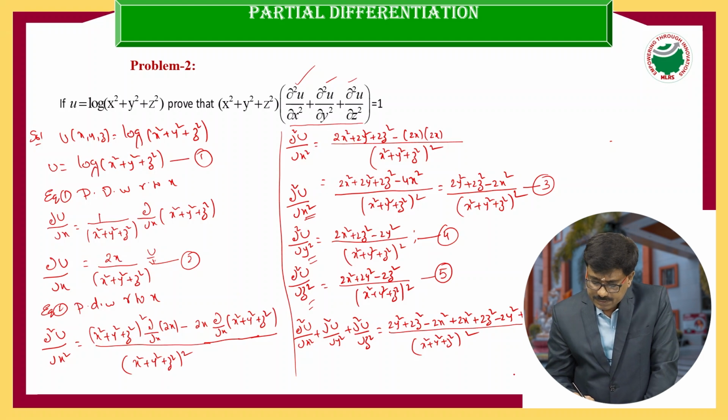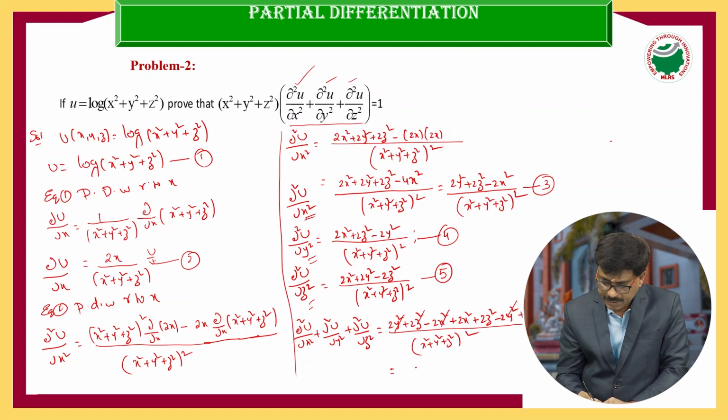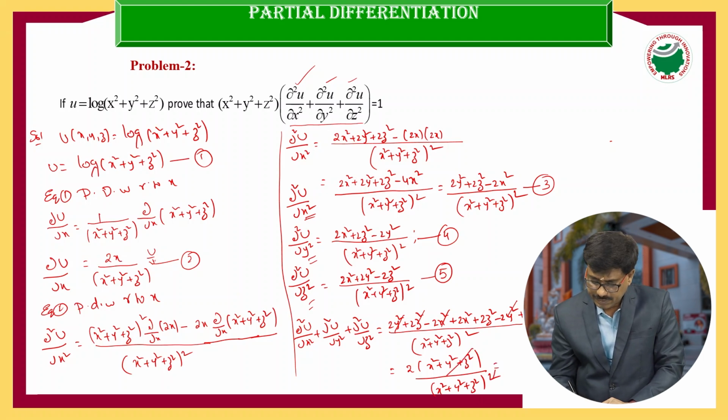If I simplify this one, what gets cancelled? The y² gets cancelled, plus x² plus z² minus z². What will be the remaining numerator? It becomes 2 common, (x² + y² + z²) whole, divided by (x² + y² + z²) whole squared. This one term also gets cancelled. What will be the remaining? 2 by (x² + y² + z²).